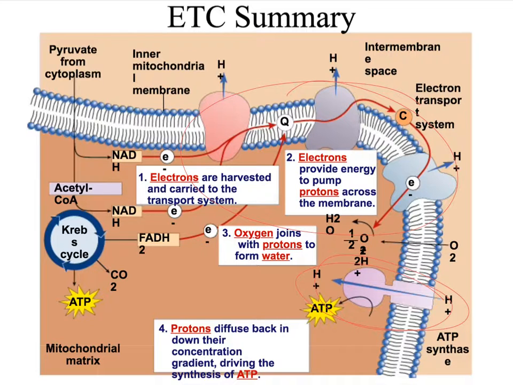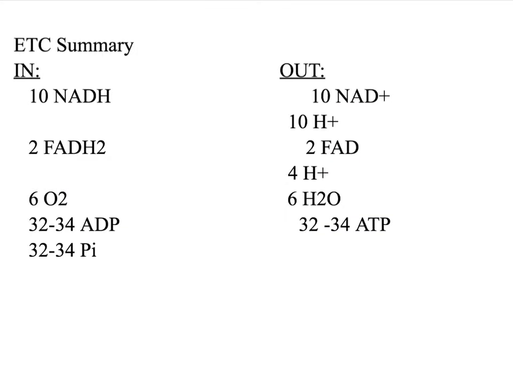We have electrons that are carried to that transport system, and then those electrons can cause that active pumping of protons into the intermembrane space between the two membranes of that mitochondria, and then we have the formation of water, and then that proton gradient causes that rotation of the ATP synthase, which catalyzes the phosphorylation of ADP. Okay, and there's your summary. You're in and you're out. Okay, and this is per 1 glucose molecule.